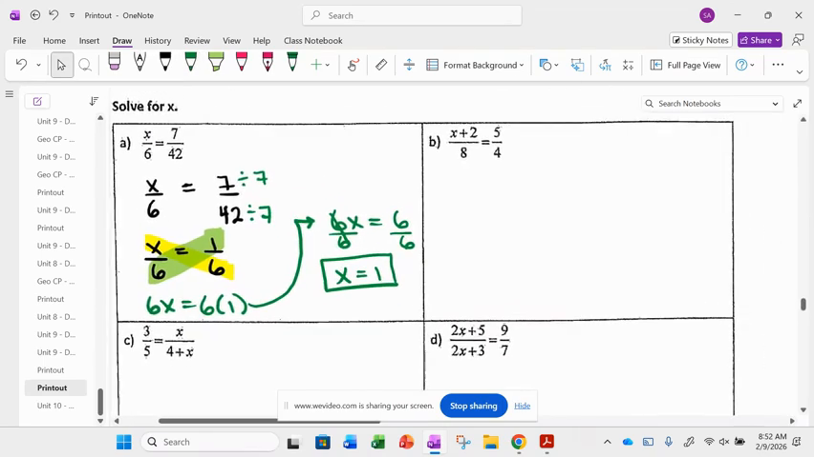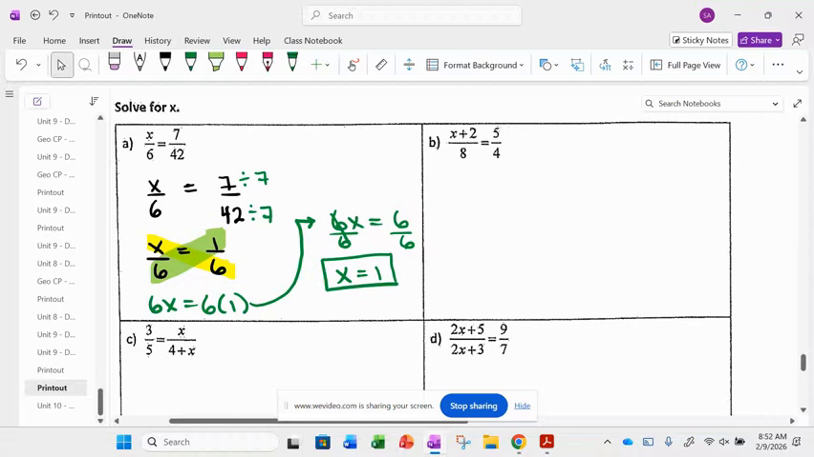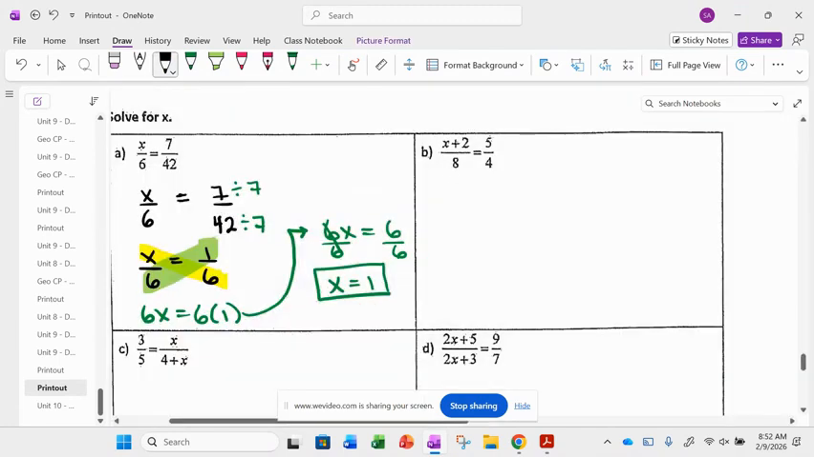Okay, next one. All right, can I simplify either fraction at all? Can I reduce it? No, we can't reduce any fraction. So now I'm just going to go straight into the cross multiplication. So we have x plus 2 over 8 equals 5 over 4.